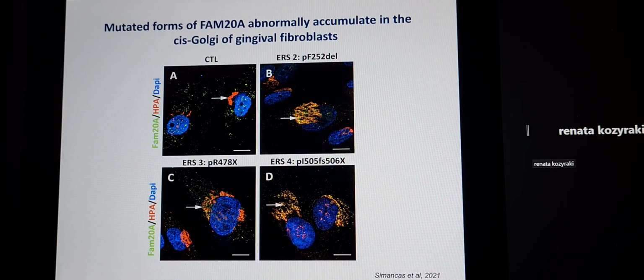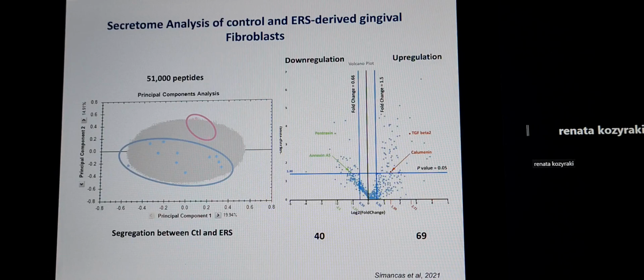So, whatever the mutation, the result was the same, at least for the mutants that we have been analyzing up to now: mislocalization of FAM20A within the cis-Golgi compartment. To find out the mechanism, or the molecular pathways associated with this modification, we did mass spectrometry of the conditioned media of the human fibroblasts.